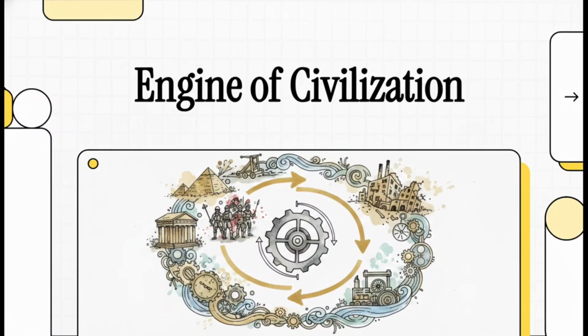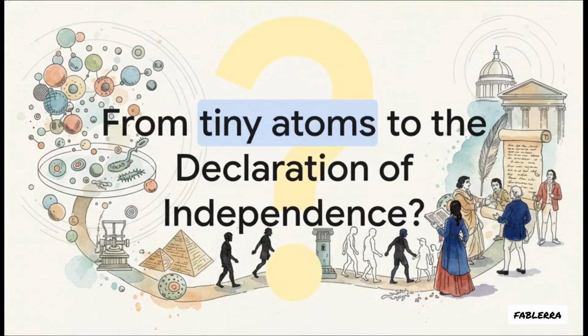Welcome to this explainer. Today we are going on a massive, epic macro journey. We're tracing the cyclical engine of human progress. We're going to see exactly how the rise and fall, the wild ingenuity, and the relentless conquests of our past directly built the reality you are sitting in right this very second. Let's get into it.